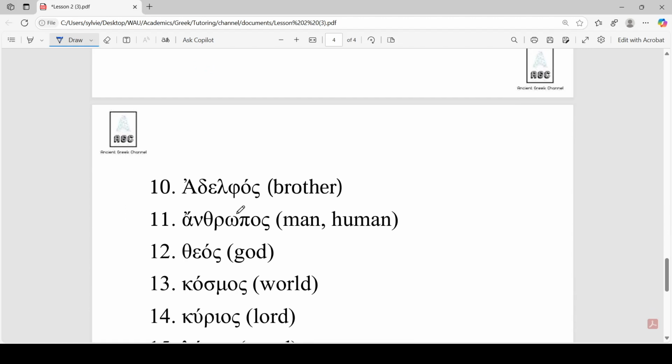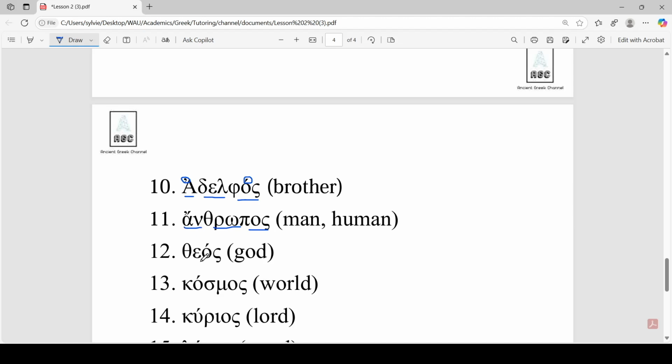Angelos. What about this word? Well, let's see how many syllables it has first. This word has three syllables. Where is the accent? The accent is on the ultima. The breathing mark is on alpha, and it's a smooth breathing mark, so there will be no vocal H sound. It's gonna be adelphos. And we have our word anthropos.